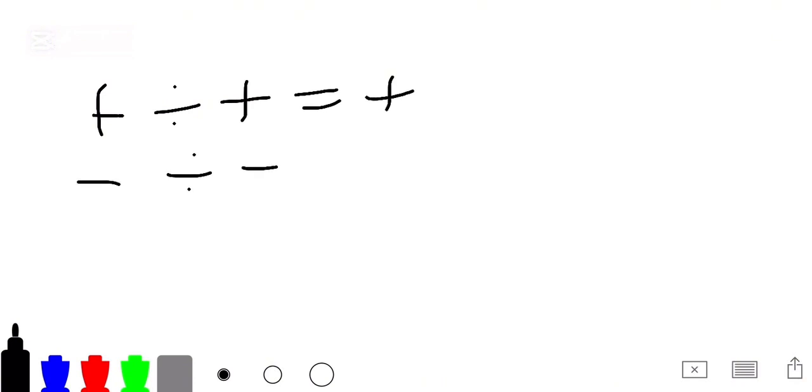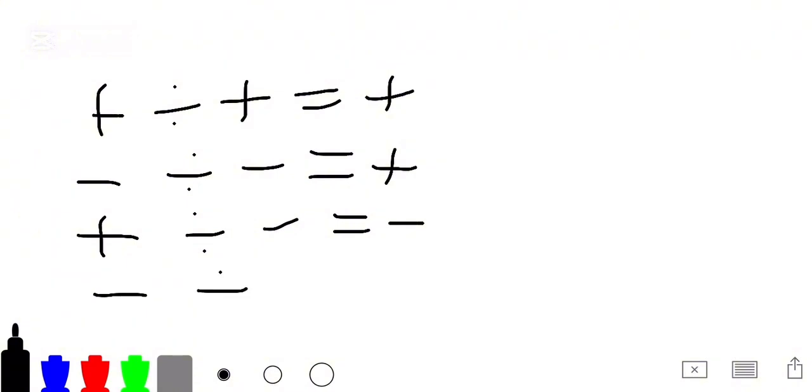And so the same thing with division. If it's two positives, it'll become a positive. If it's two negatives, it'll be a positive. But if it's a positive and a negative, it'll be a negative. And if it's a negative and a positive, it'll be a negative.